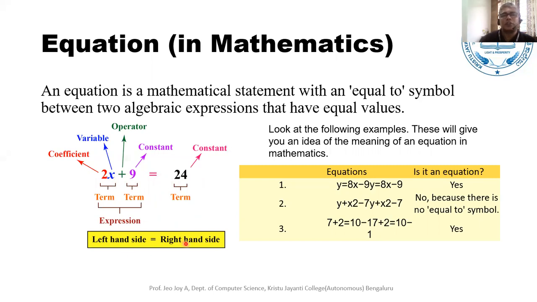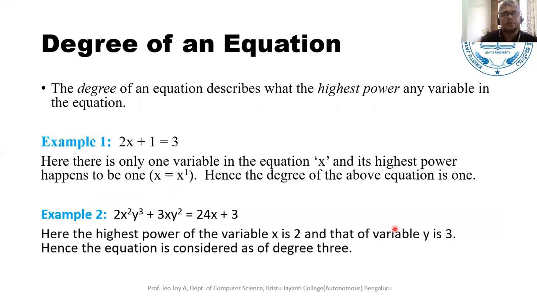So left-hand side is equated to the right-hand side. So you see the right-hand side here. Okay, so they are given some examples of equations here. The first example is y is equal to 8 into x minus 9, okay, that can be considered as an equation. Okay, you can have the second expression, which is not an equation because there is no equal to symbol present there. But the third has an equal to expression. So that's why it is an equation.